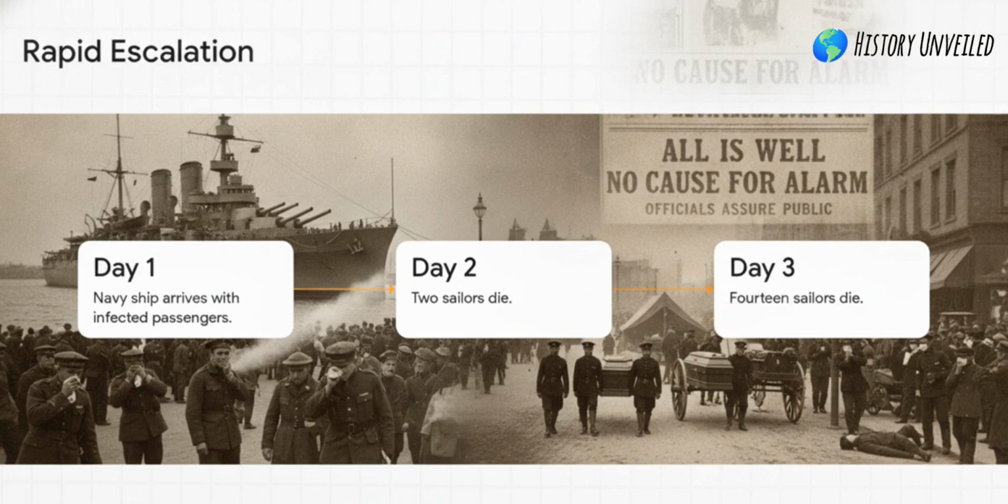The deadly cost of those official cover-ups escalated at a terrifying speed. On day 1, the ship arrives. By day 2, 2 sailors are dead. By day 3, 14 sailors are dead. All of this is happening while the public is actively being told, hey, don't worry about it. By hiding the truth just to protect the war effort, officials basically gave the virus a VIP pass to embed itself deeply into civilian populations.